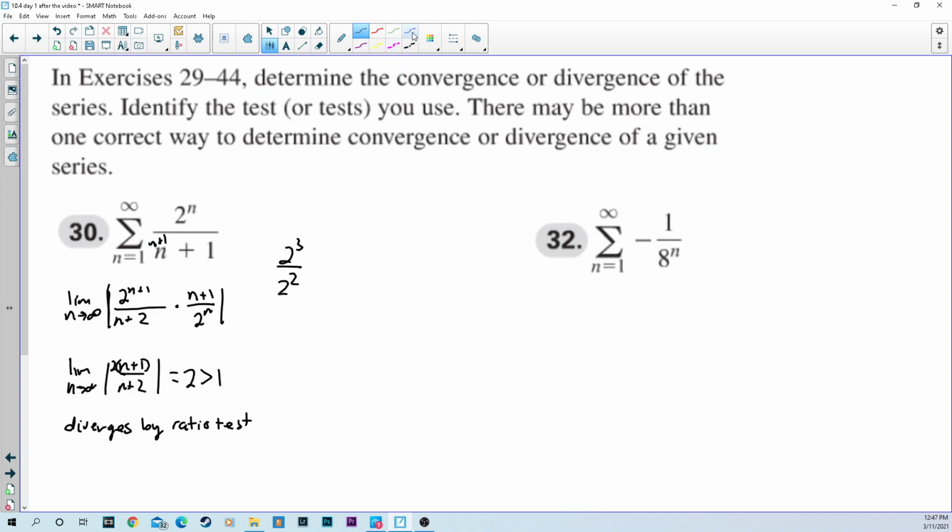But you could also do this one. Excuse me, it says there may be more than one correct way. If we do the limit as n approaches infinity, we have 2 to the n over n plus 1. Well, that's infinity over infinity. We have an indeterminate form, so we can do L'Hopital's. That's going to be the limit as n approaches infinity of 2 to the n times the natural log of 2 over 1, so derivative over derivative. And that's equal to infinity, which is not 0. So this one diverges by ratio test.